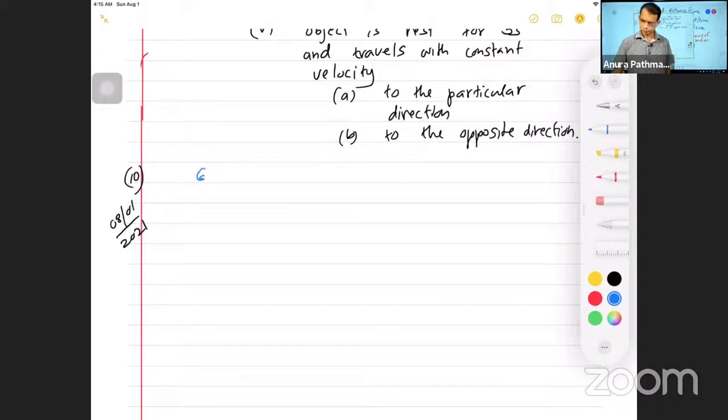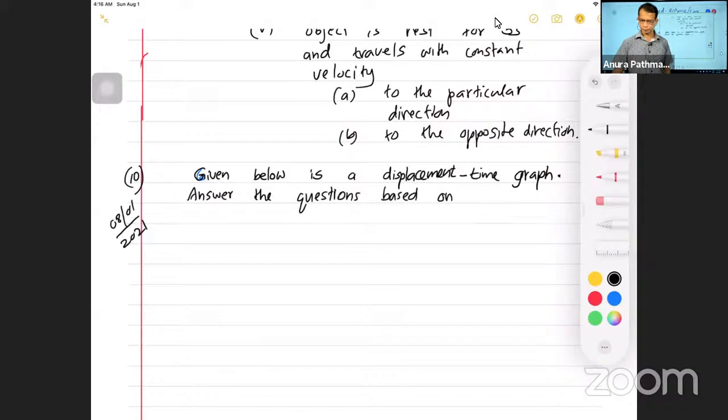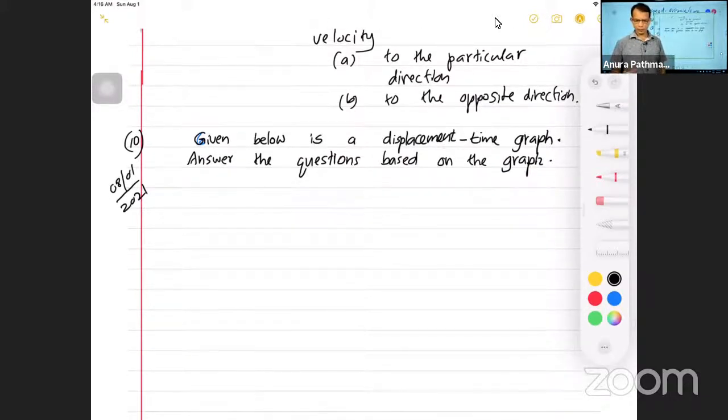Given below is a displacement time graph. Answer the questions based on the graph.